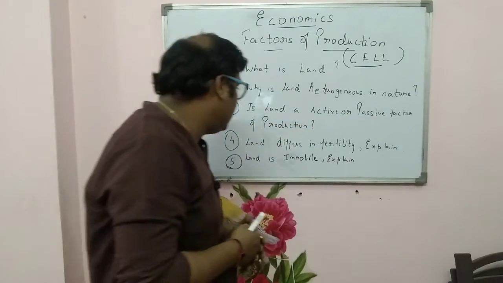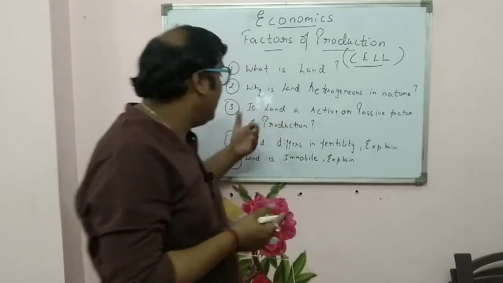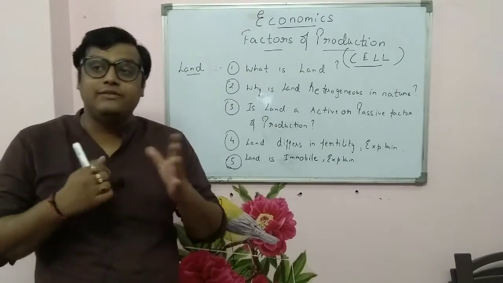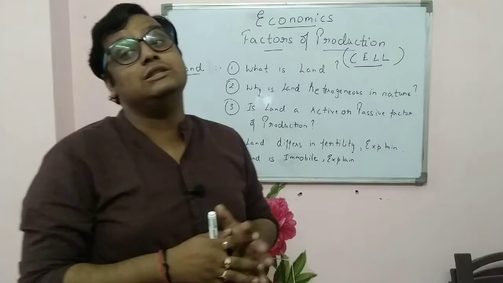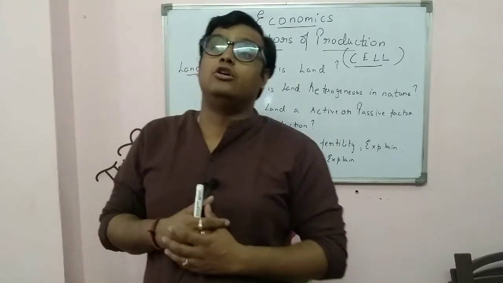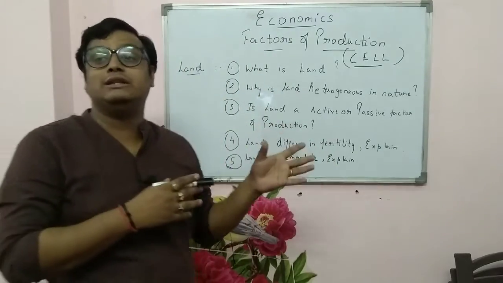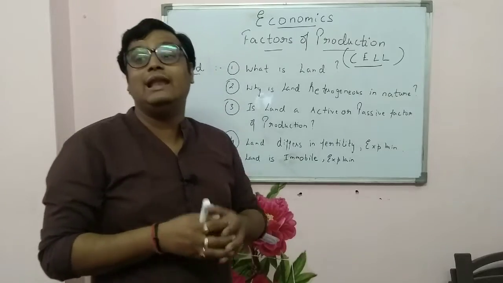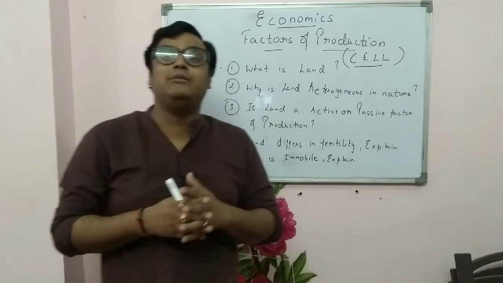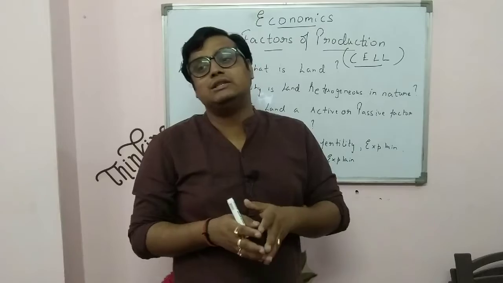Next, a very important question arises: is land a mobile or immobile factor? And another question is there: the land differs in fertility. I've told you the land differs in fertility because the land does not have the same texture, same constituents everywhere. In the alluvial plains, it is very fertile, and in the desert and mountain areas, it is not so fertile. But the fertility of the land can be changed. It is a very important question. It can be asked: can the fertility of the land be changed? This is a question that can be asked in board examinations.